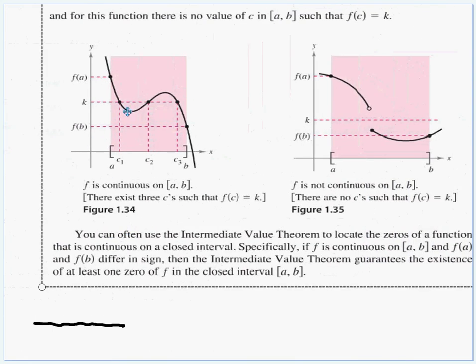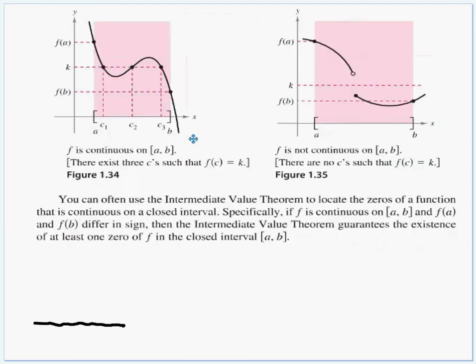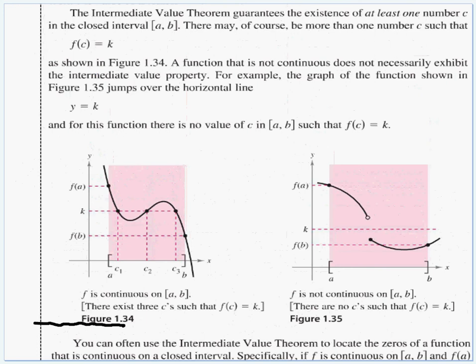And also here it says we might have more than one point. Again, here's their f of a and f of b, and their k value hits that curve 3 times. So we're guaranteed at least one. There could be many more.